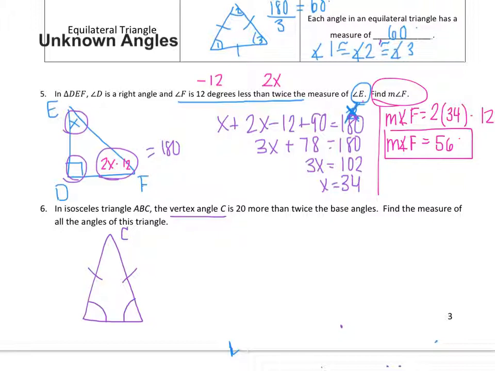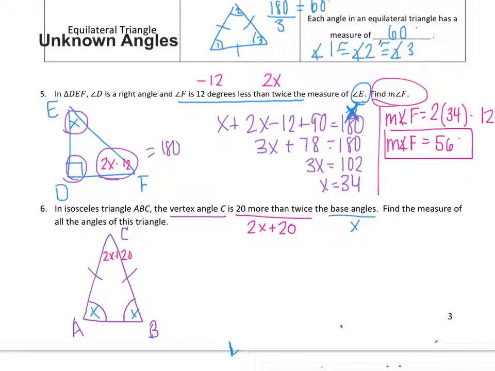So vertex angle C is 20 more than twice the base angles. Because we know nothing about the base angles, we're going to call them x. Just like we did up in number 5 for angle E. We didn't know what it was, so we called it x. Now because the base angles are congruent, I labeled both A and B as x. Now I know that the measure of angle C is 20 more than twice the base angles, so 20 more than 2x. That means that C is now represented by the expression 2x plus 20.